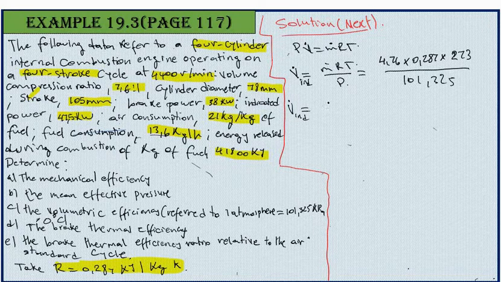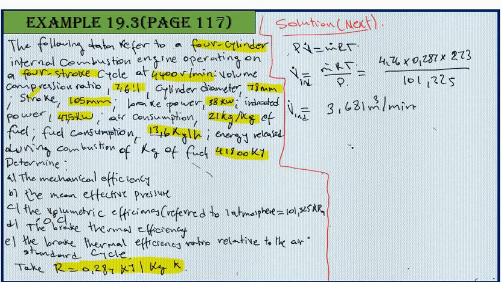So the induced volume is 3.681 cubic meter per minute. So next I'm going to need to determine the swept volume. The swept volume is going to be expressed in cubic meter per minute as well.